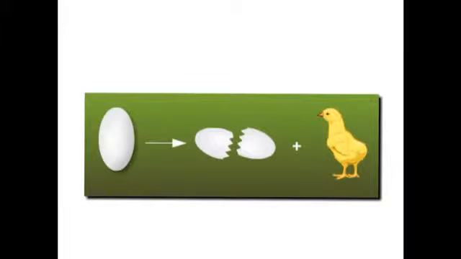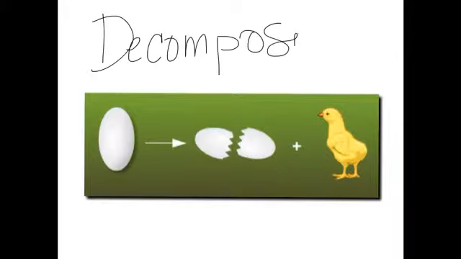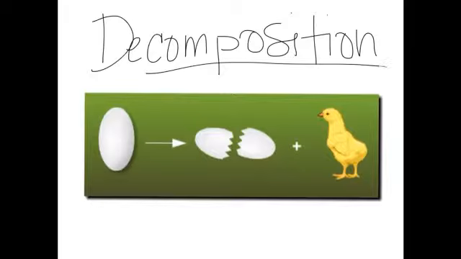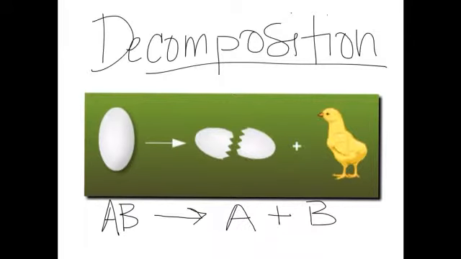The next type of reaction is a decomposition reaction. In a decomposition reaction, one compound becomes two or more. And so a nice example is right here. We have an egg that when it hatches produces a chick. So this would be like saying AB breaks down to form A plus B.